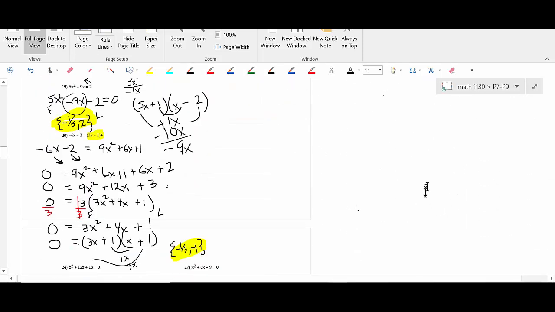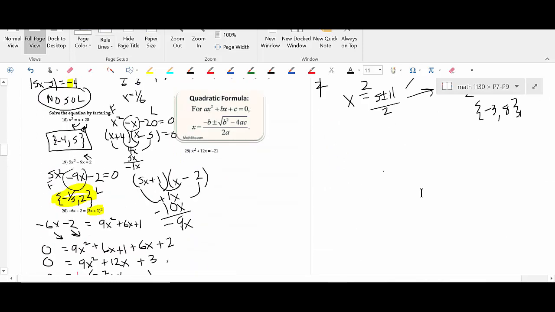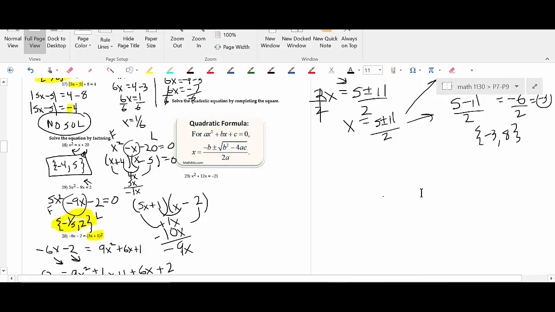Now let's do a little review on the quadratic formula. I'm not going to do every problem with the quadratic formula, but I'm going to do a few of them to review how to do that. You want to make sure that you know the quadratic formula. This is the formula that will solve any quadratic equation. But you want to factor when that's easy. You want to do square root property when that's easy. Any other time, you really want to do the quadratic formula.